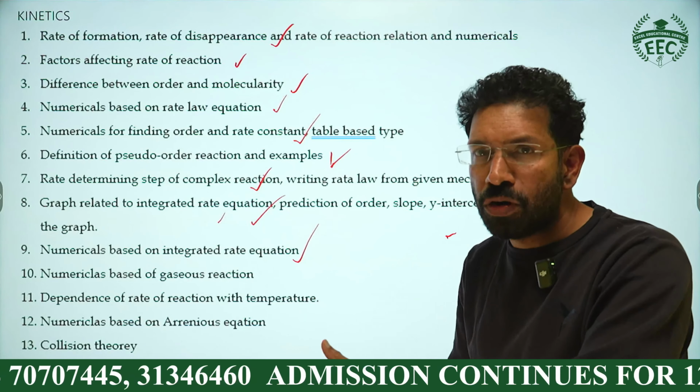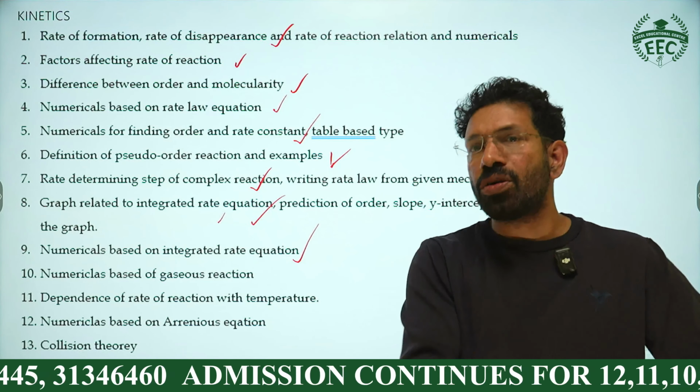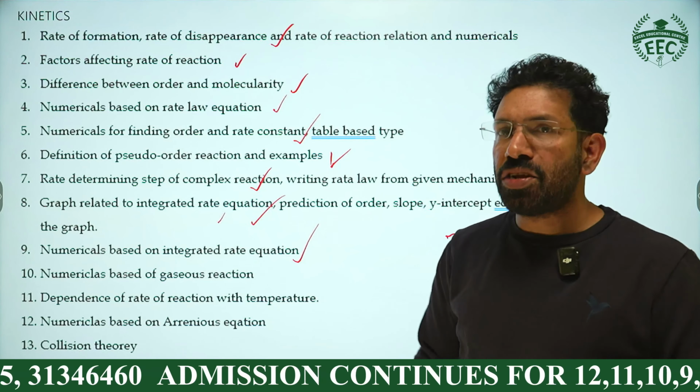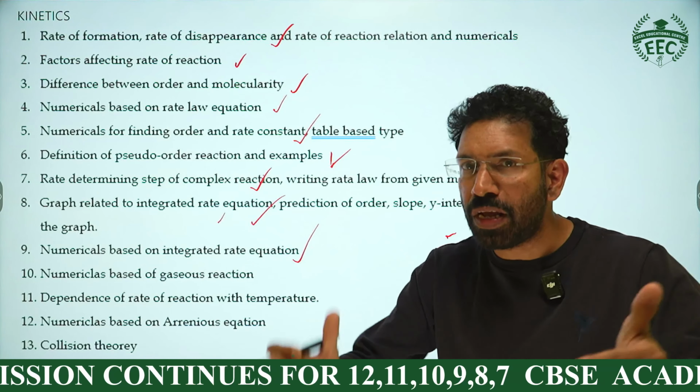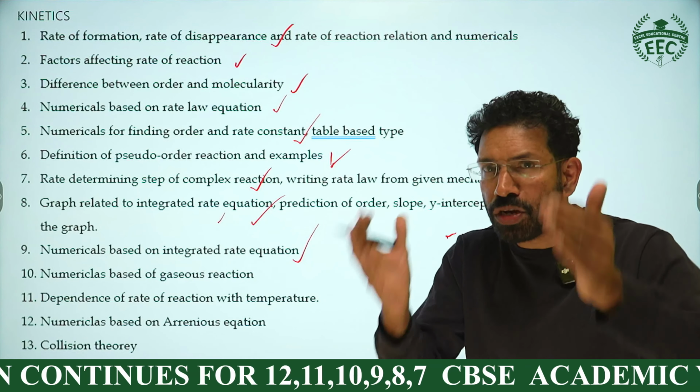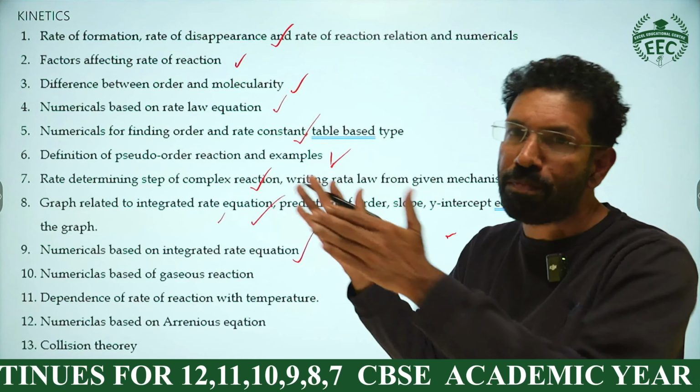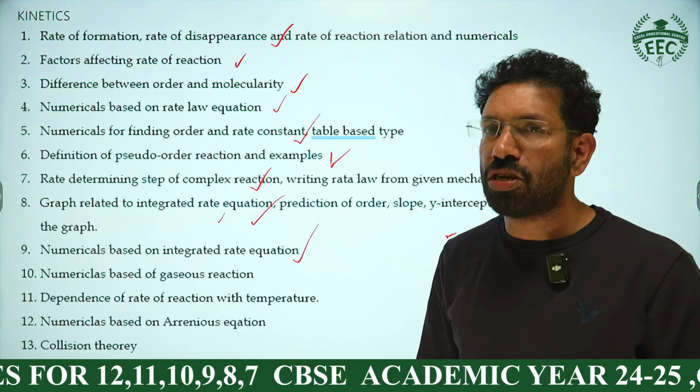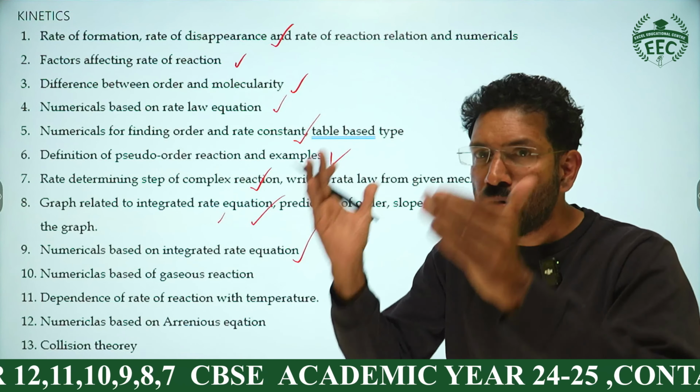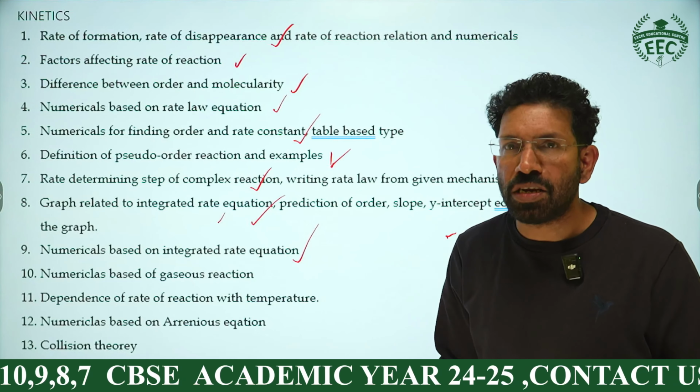They may give first order, you will apply the zero order integrated rate equation. So remember, read the question properly, which order is given. Accordingly, you have to apply the equation, right? If the order is given as first order, go and apply the first order integrated rate equation. If the order is given as zero, go and apply the zero order integrated rate equation.